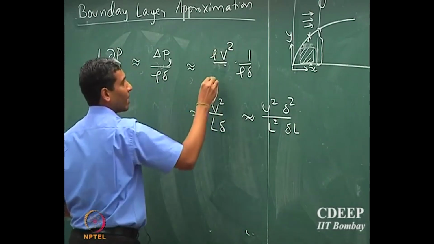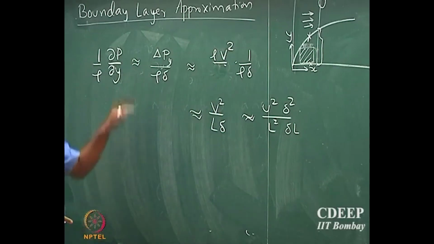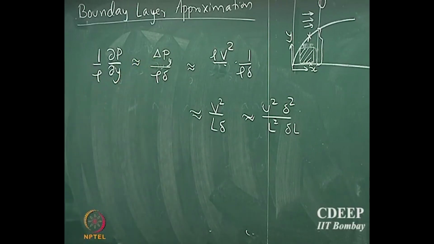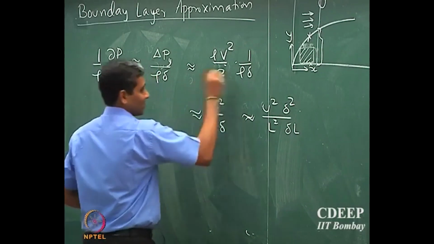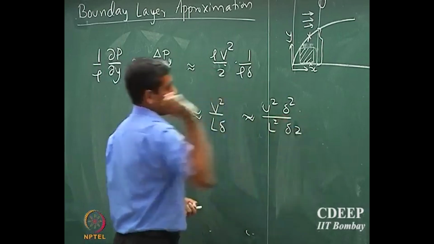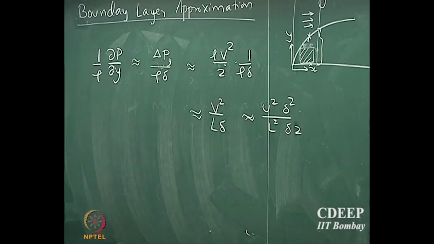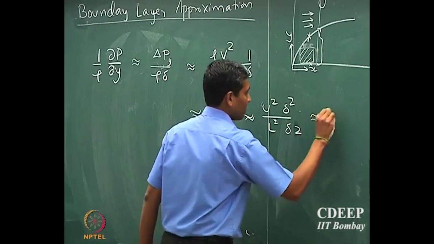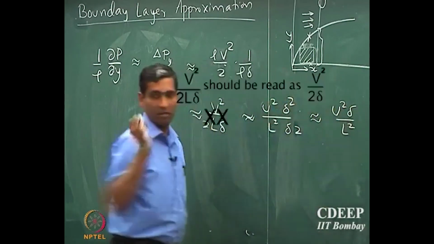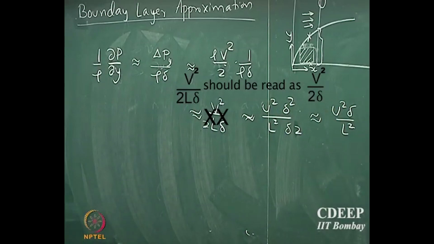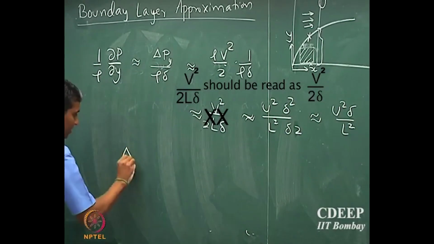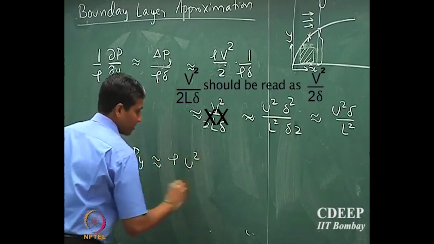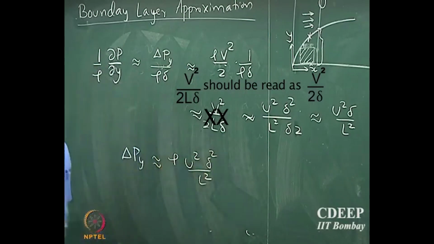So this should be: delta P scales as rho v square by 2, correct, right. So that scales as rho v square by 2. If I take modulo constant, this really scales as u square delta by L square. So that's the scaling for delta P by rho into delta. Therefore delta Py scales as rho u square delta square by L square.